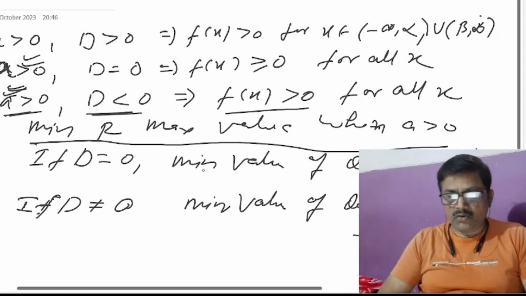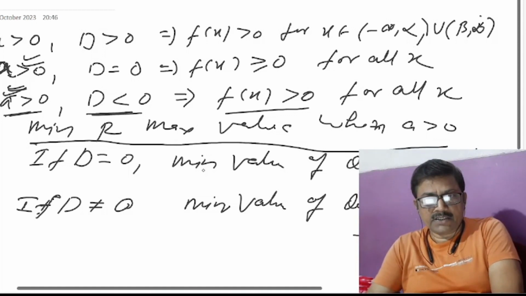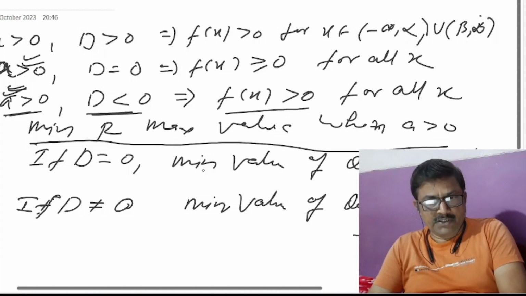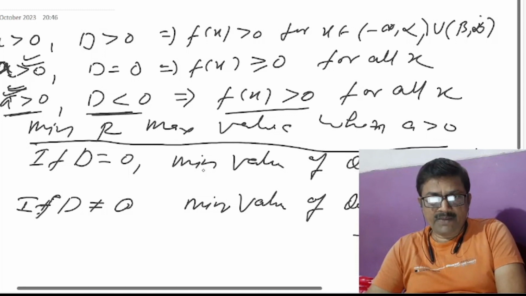So I explained this concept thoroughly for a positive, each and everything, for the quadratic expression y equal to ax square plus bx plus c. Now in my second video, I will take if a is negative. If a is negative, then what will be the result? And also some questions asked in IIT JEE we will discuss.